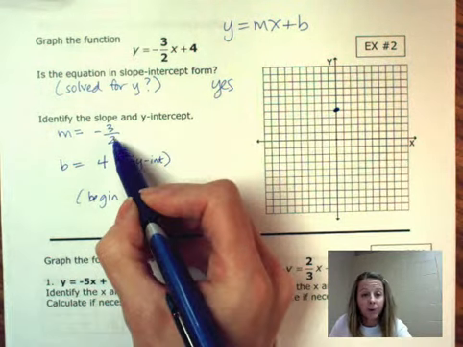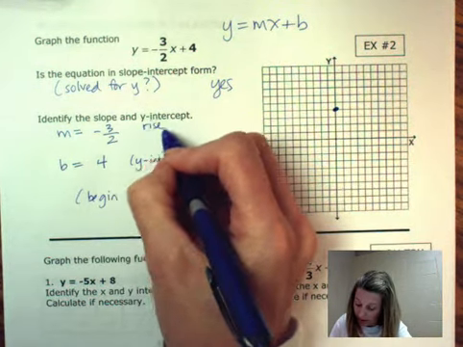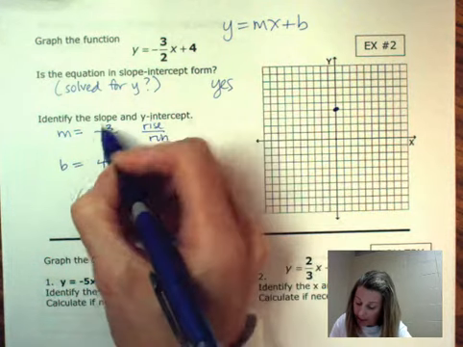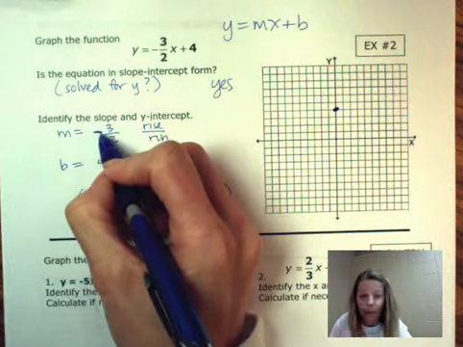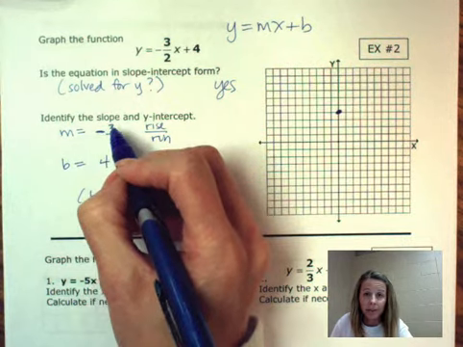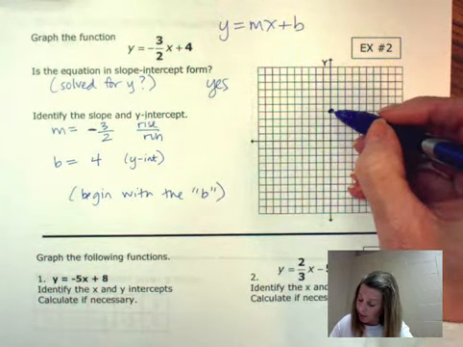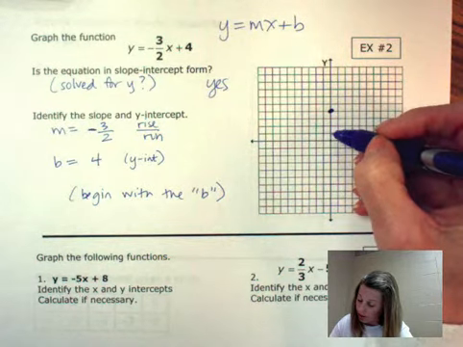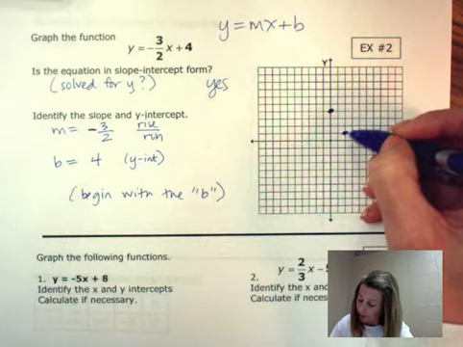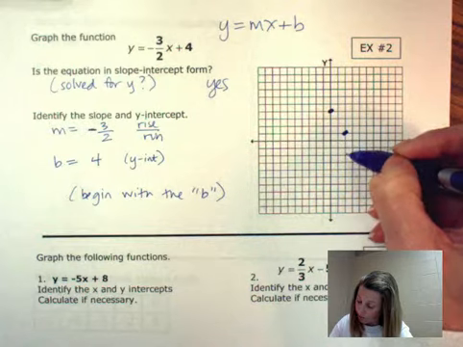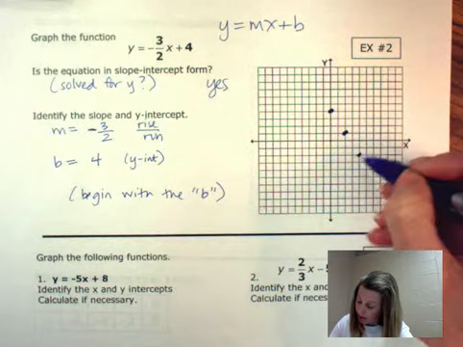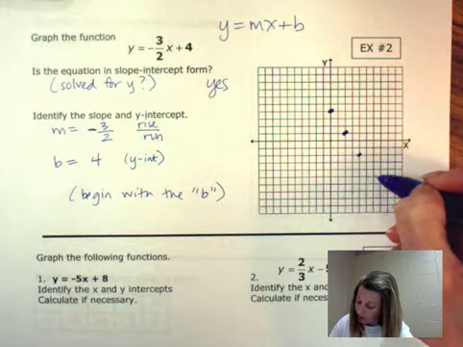Now remember, this is rise over run. But to take care of my negative, I'm going to count down instead of up. I'm still going to count to the right. So I'm going to count down 3, 1, 2, 3, and then over 2 and put my dot. 1, 2, 3 over 2, put my dot.